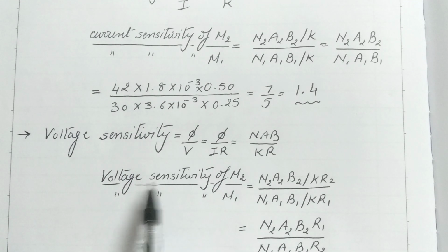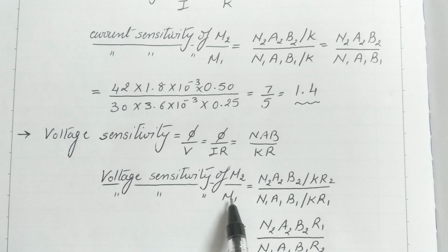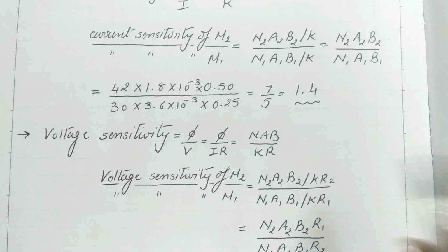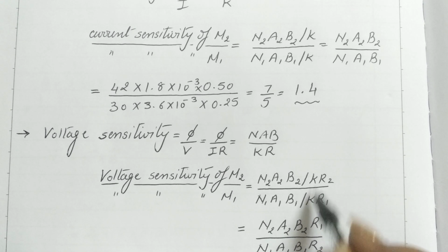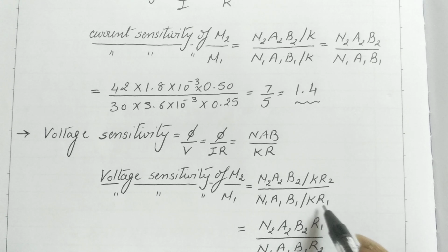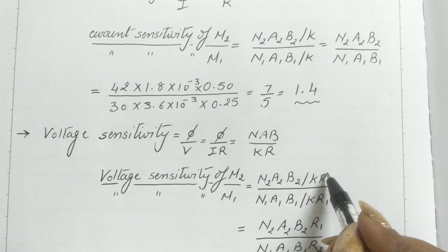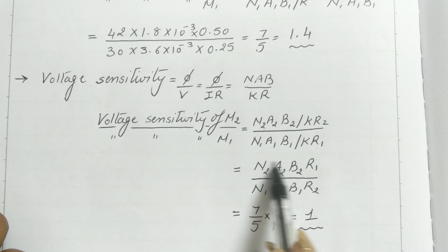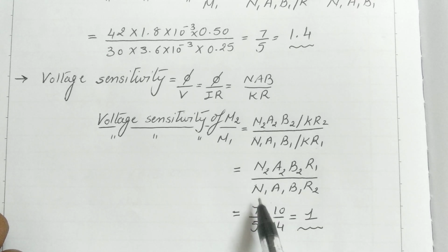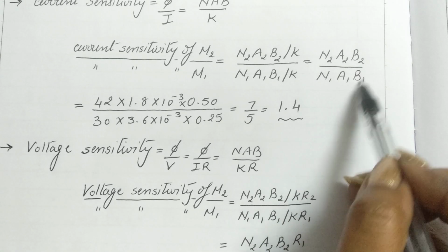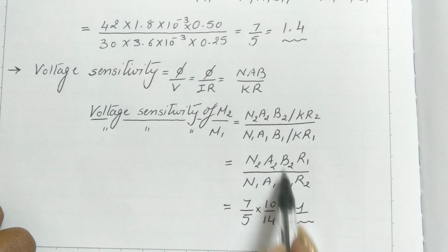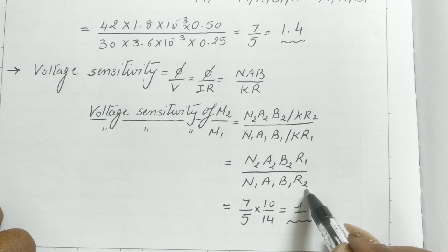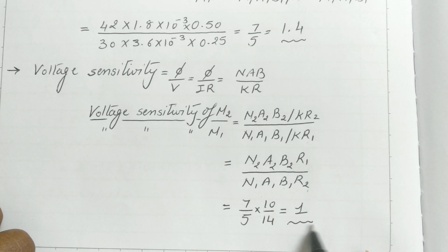So we get this kind of equation, and again we have to do the same process as we did for current sensitivity. So here it is voltage sensitivity of M2 divided by voltage sensitivity of M1. Here also you can see this K will get cancelled, and this R1 is in the denominator of the denominator, so it will go in the numerator, and this R2 will come in the denominator. This whole value N2A2B2 divided by N1A1B1, we have obtained it. You can see here, this is 7 divided by 5, so I can write 7 divided by 5 instead of this, and R1 and R2 are given in the question, so you can substitute the values and solve it and obtain the answer as 1.